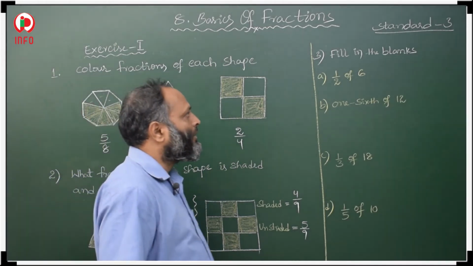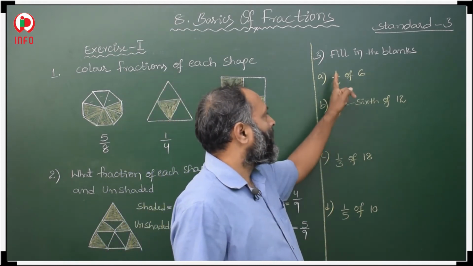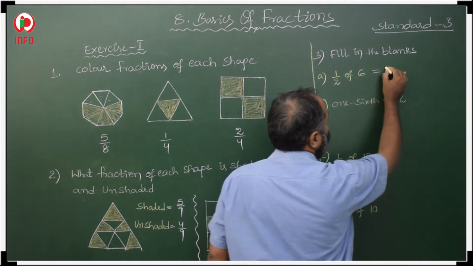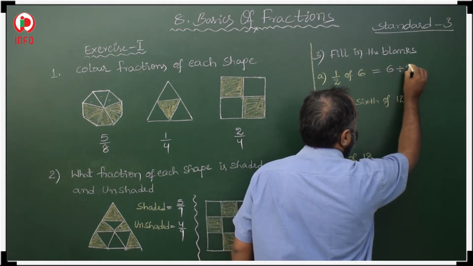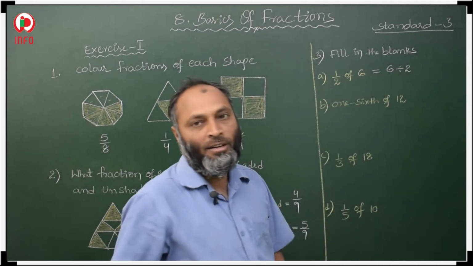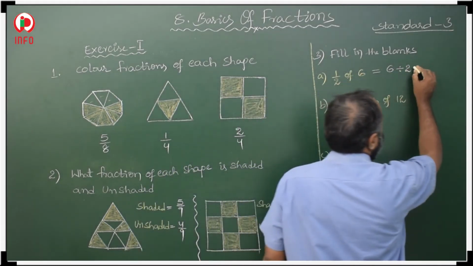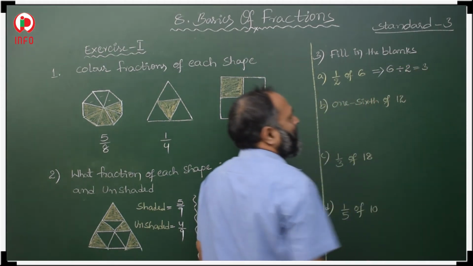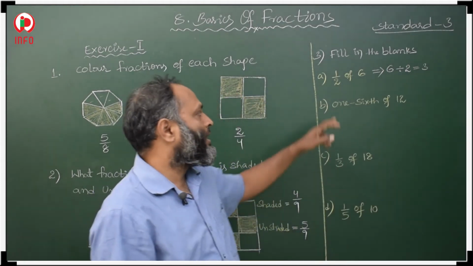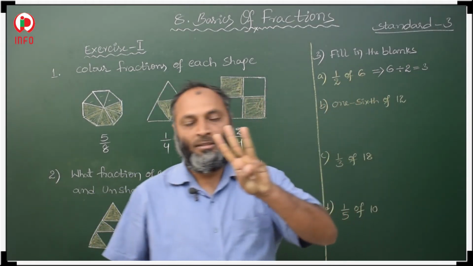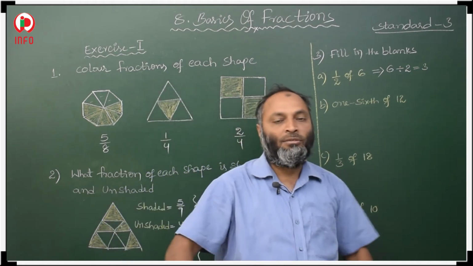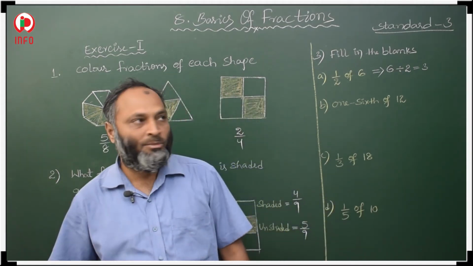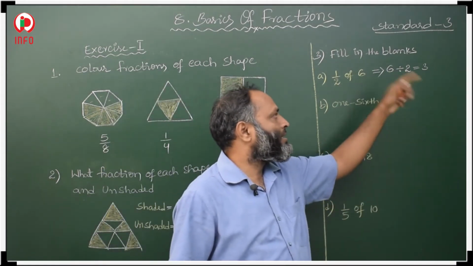Okay. Now the third one, half of 6. So what we have to do? It means we have to divide 6 by 2. 6 divided by 2. In the 2 table, when you get 6, 2 3s are 6. It means half of 6 is 3. In 6 items, half of the 6 means 3. Okay. 6 articles or 6 items or whatever it is. So half of 6 is 3.